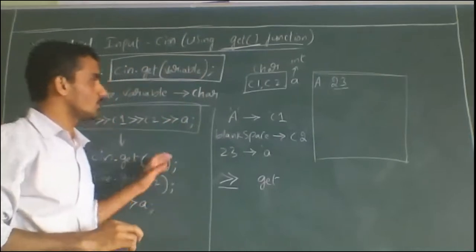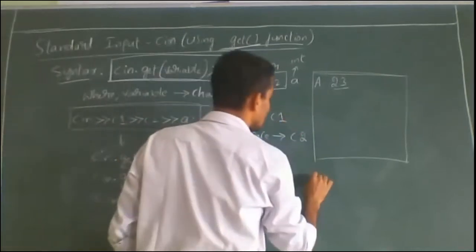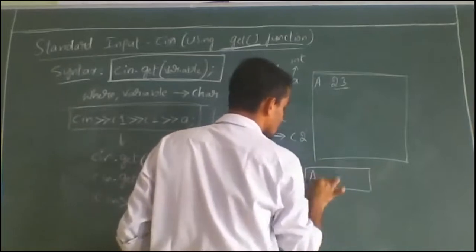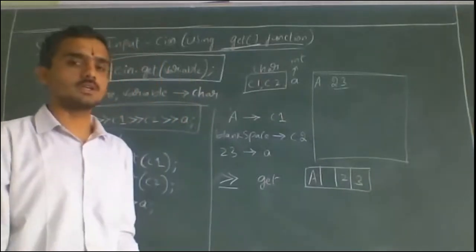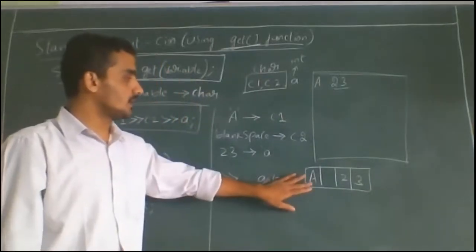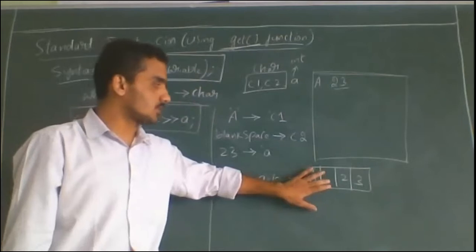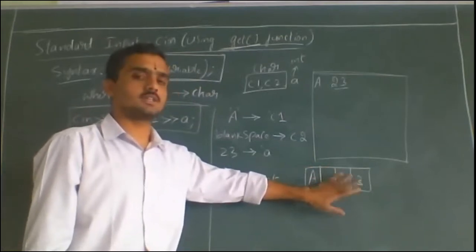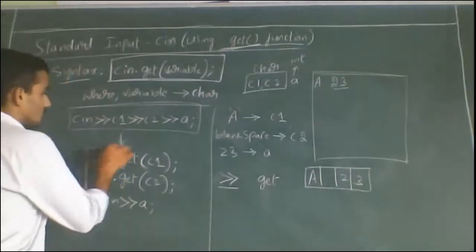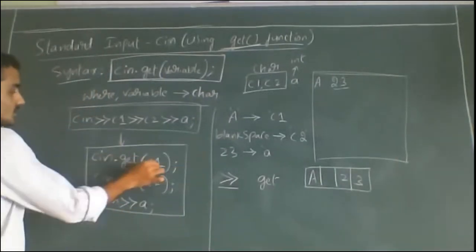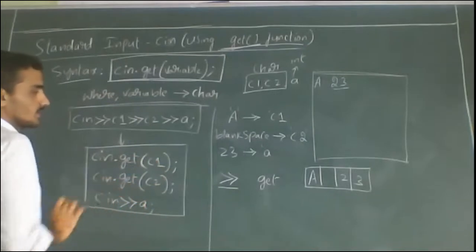Now, if we consider this as the input, say I write in this format: A, then after letter A one blank space, then afterwards digit 2, then digit 3. So in this case, what happens? Consider these input statements: cin dot get of C1, cin dot get of C2, cin extraction operator A.